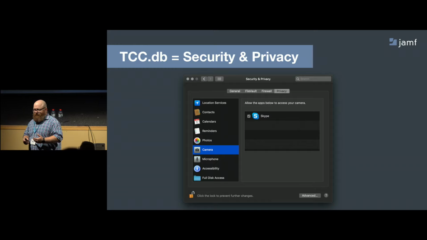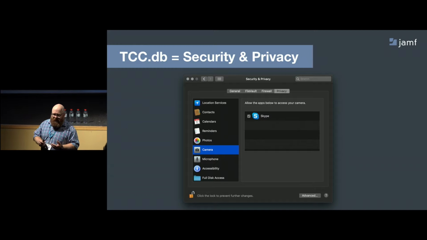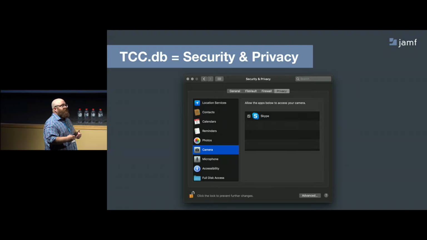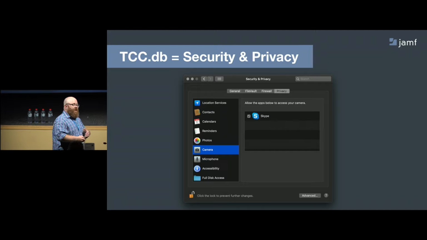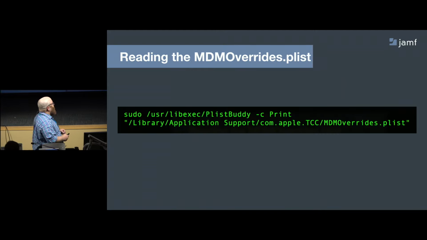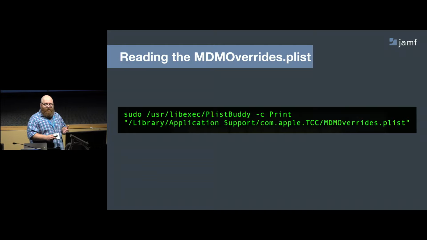This is a very common misconception and confusion point when people are testing: hey, I pushed this profile out to my computer to whitelist this stuff, but I don't see it in system preferences. Why not? Well, because those in system preferences are the user choices, not the MDM stuff. Again, all of the MDM stuff that you push via profiles are in the MDM overrides plist. Now I can use PlistBuddy and I actually can read this out and I can see it. Again, terminal would need full disk access to actually read this out.